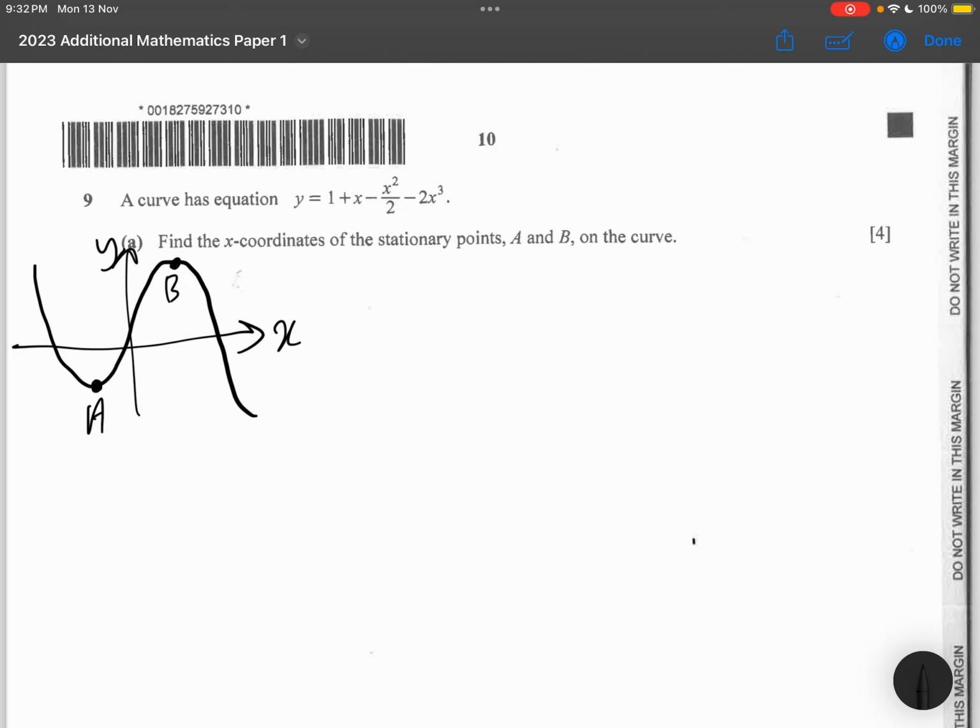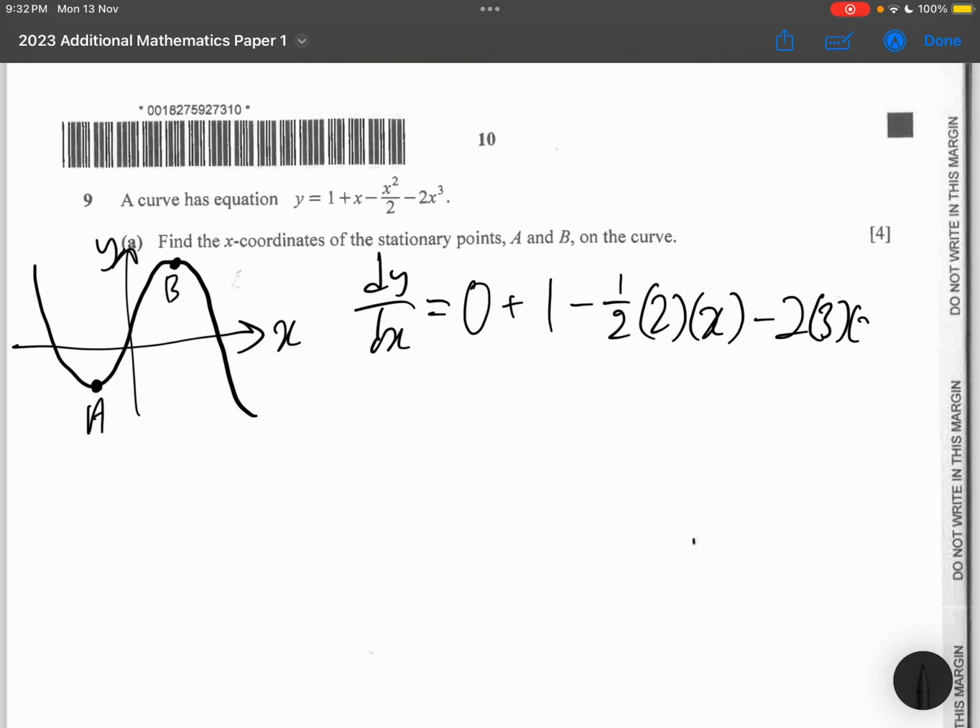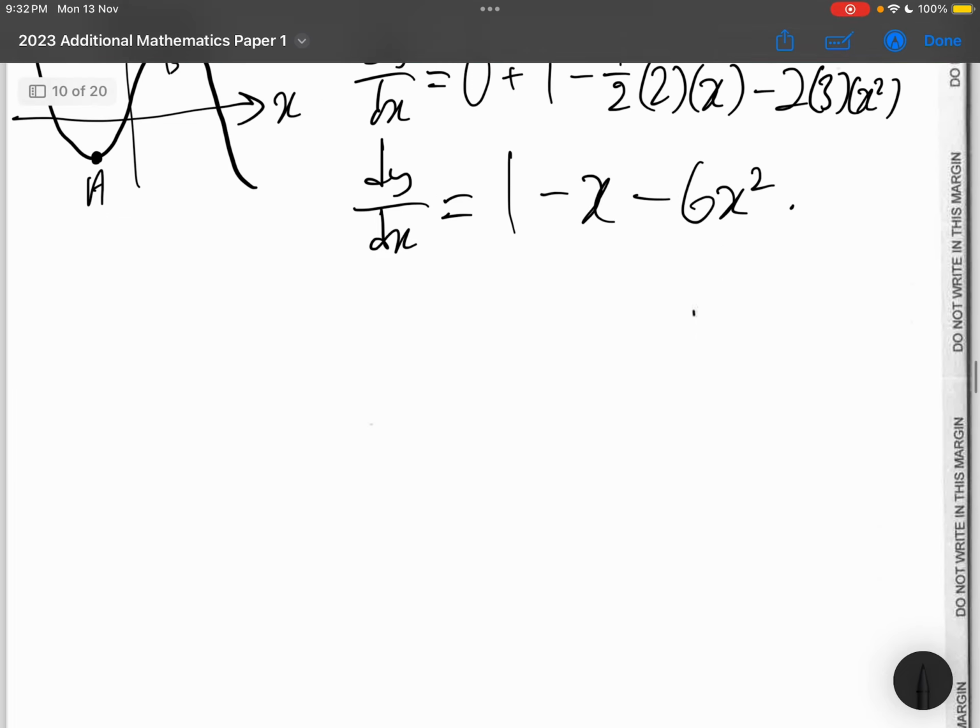So in this case, what to do? Find the derivative of y. Differentiate 1, it equals 0. And this is 1. Power is subtracted by 1. So I have x minus 2, 3x squared. So I'll have 1 minus x minus 6x squared.